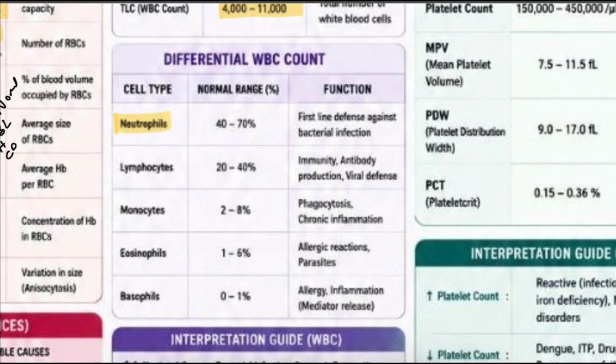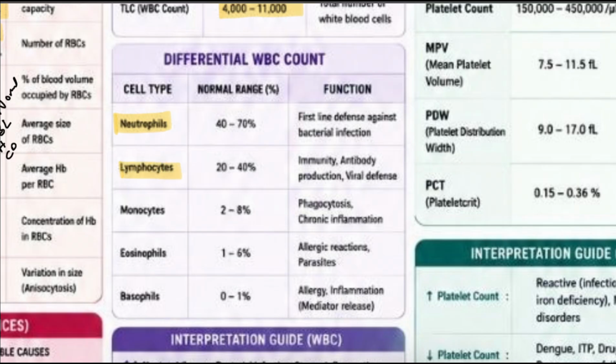Neutrophils are the main first line of defense against bacterial infection. If neutrophils are high, we have to think of bacterial infection. Examples are pneumonia, or a patient getting symptoms like appendicitis or sepsis. So it's related to infection.